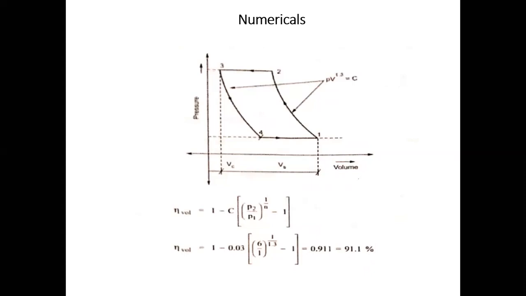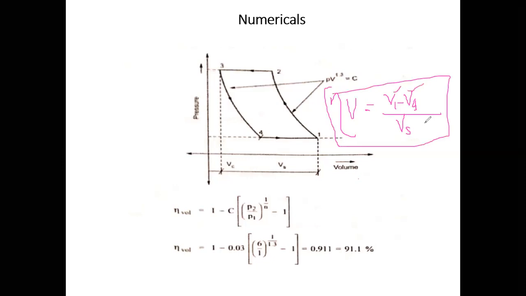If the value of clearance ratio is not given, in that case we can find out the volumetric efficiency, eta volumetric, by finding V1 minus V4 divided by swept volume. In that condition, we need to find V1, V4, and stroke volume, so that we can find the volumetric efficiency. If the clearance ratio is not given, we have to use this formula. Okay, so we move further.